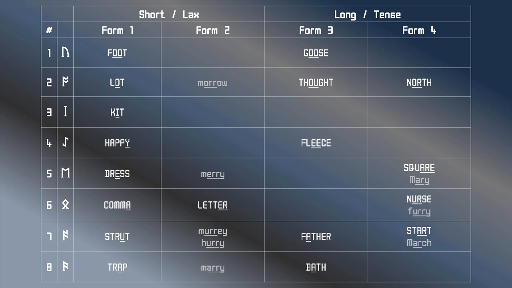As the m sound is serving us well, we will now add Murray, as in the colour, which uses the strut vowel followed by er, and March, as in the month of March, which is the same as the start vowel. That may be helpful for any of you who say square as squaw, using the start vowel. This gives us an opportunity to discuss the hurry-furry merger as well. In their unmerged form, hurry uses the same vowel as Murray, that is the strut vowel followed by er, whereas furry uses the nurse vowel. As we have already stated, form 4 outranks form 2. Thus, if you have the hurry-furry merger, you would merge form 2 of group 7 into form 4 of group 6.